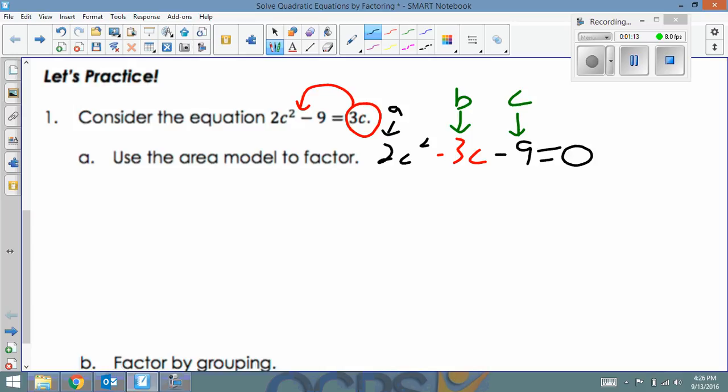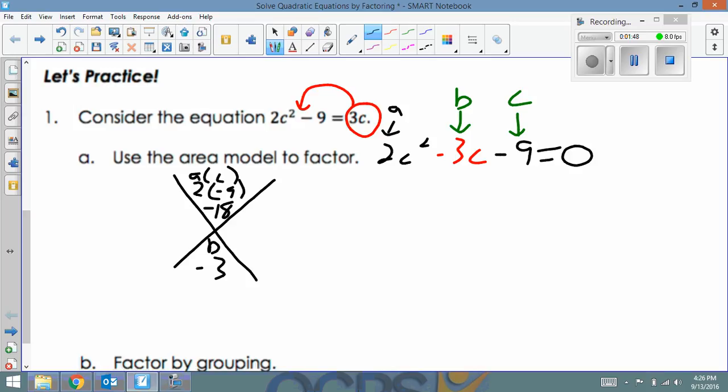Okay, to do the area method, you're going to have to draw yourself an X like so. And the top of the X is always A times C. So A in this case is 2, C is negative 9, so we're going to multiply 2 times negative 9. That gives me negative 18. And at the bottom of this X, we're going to put our B coefficient, which in this case is negative 3.